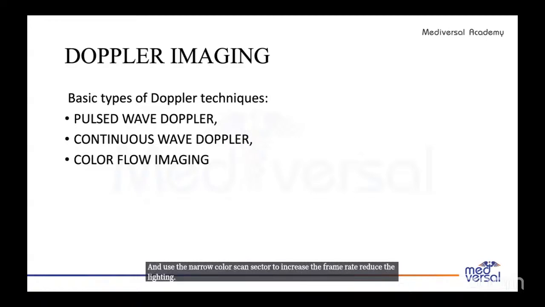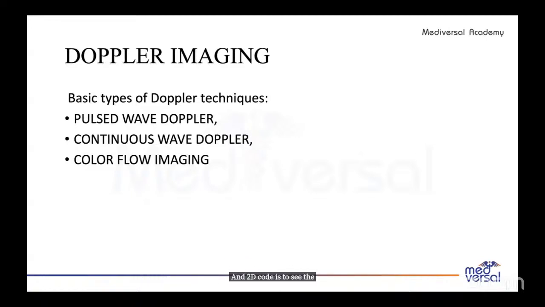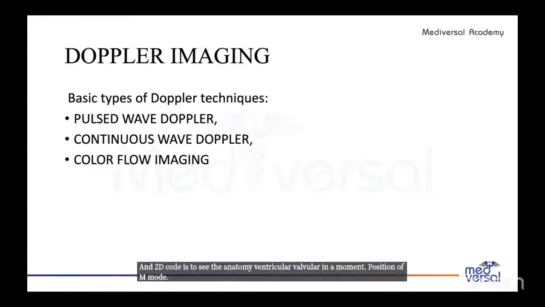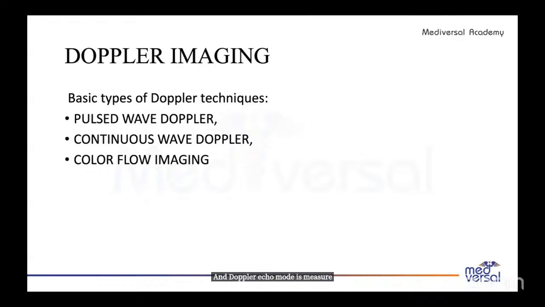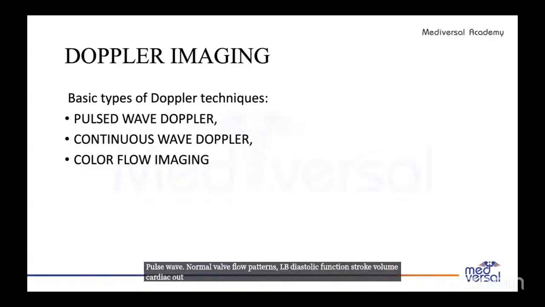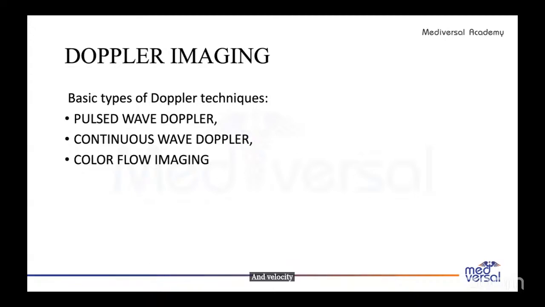And 2D echo is to see the anatomy, ventricular and valvular movement, and position. M mode is for measurement of dimensions and timing of cardiac events. Pulse wave is for normal valve flow patterns, LV diastolic function, stroke volume and cardiac output. Continuous wave is for severity of valvular stenosis, severity of valvular regurgitation, and velocity of flow in shunts. And color flow is basically for assessment of regurgitation and shunts.